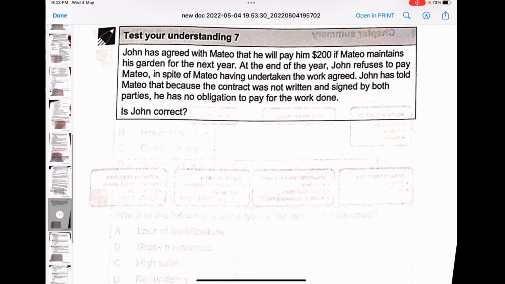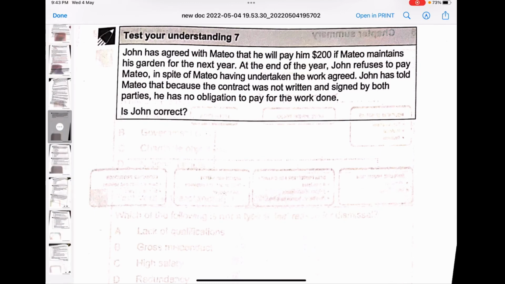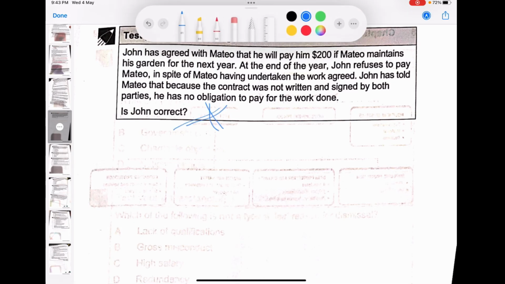Moving on to test your understanding 7. John has agreed with Matteo that he will pay him $200 if Matteo maintains his garden for the next year. At the end of the year, John refuses to pay Matteo. In spite of Matteo having undertaken the work agreed, John has told Matteo that because the contract was not written and signed by both parties, he has no obligation to pay. Is John correct? No, John is not correct. Why? Because we saw that even though it is difficult to prove a verbal contract, a contract is a contract, be it verbal or be it written.